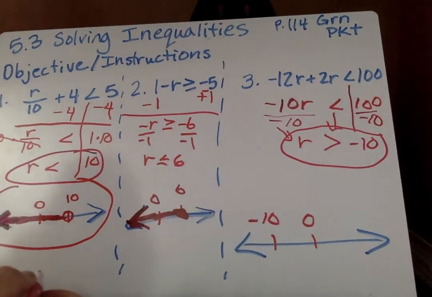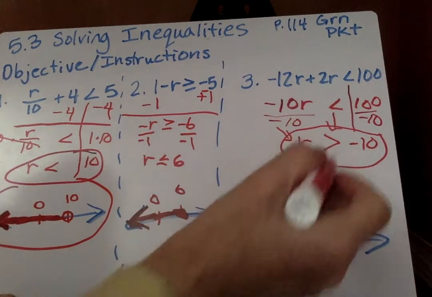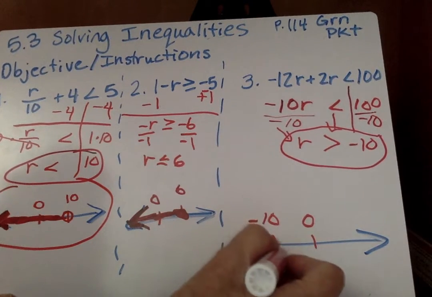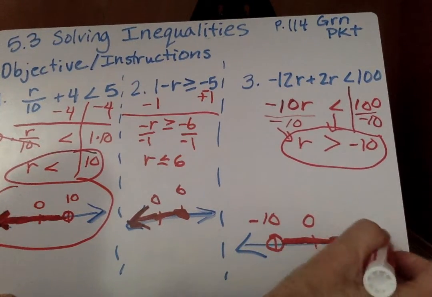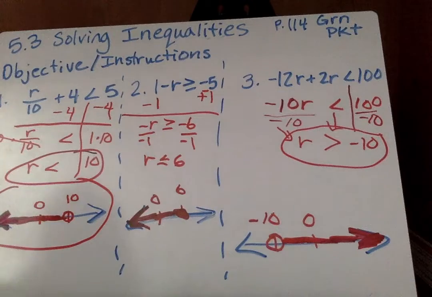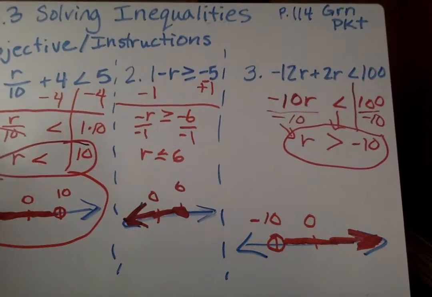Open or closed dot, and which way do you shade? Two questions you have to answer. Greater than, which means it's not included in the answer key, so it's an open dot shaded to the right. Okay. All right. Now I'll do a couple of other problems, a little bit more challenging.